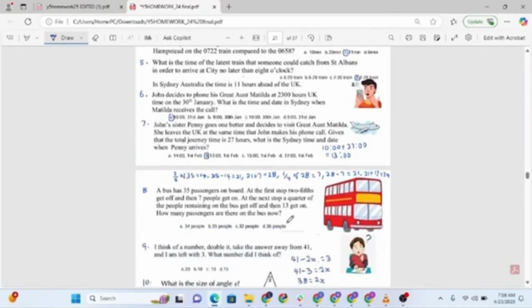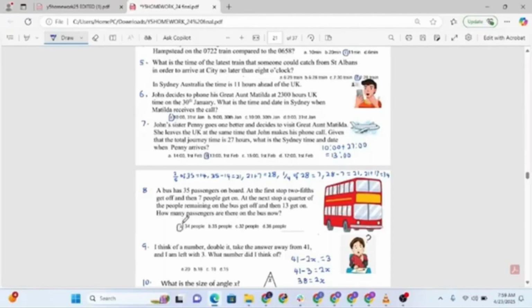Question 8. A bus has 35 passengers on board. At the first stop, 2/5 of the passengers get off, and then 7 people get on. At the next stop, 1/4 of the remaining passengers get off, and then 13 get on. How many passengers are there on the bus now? The correct answer is option A, 34 people.